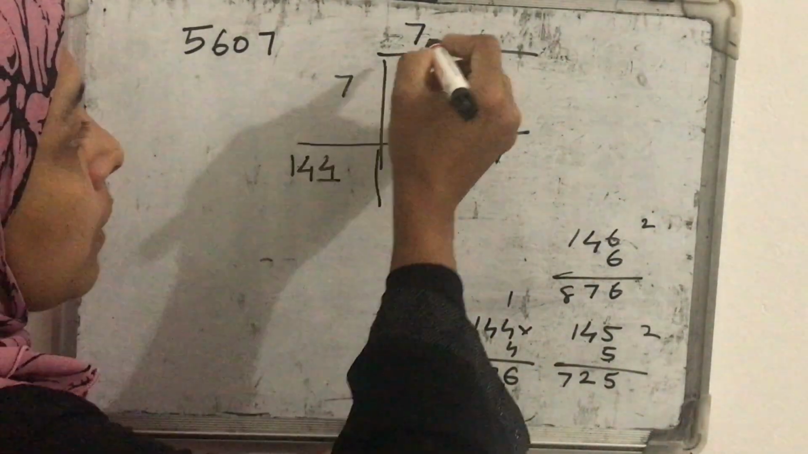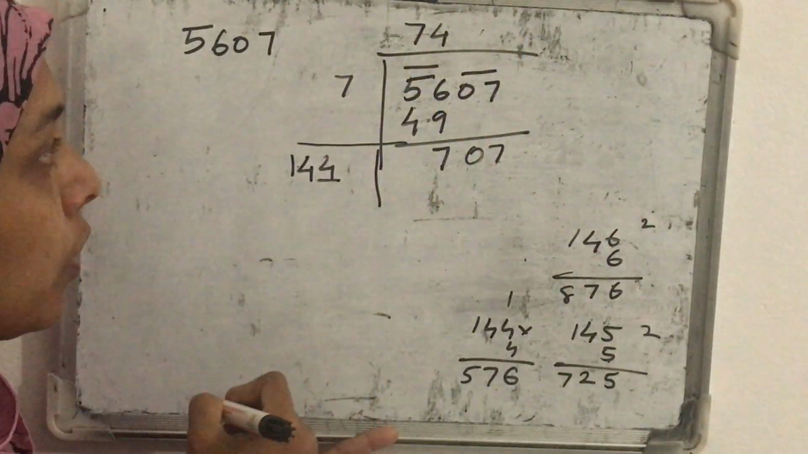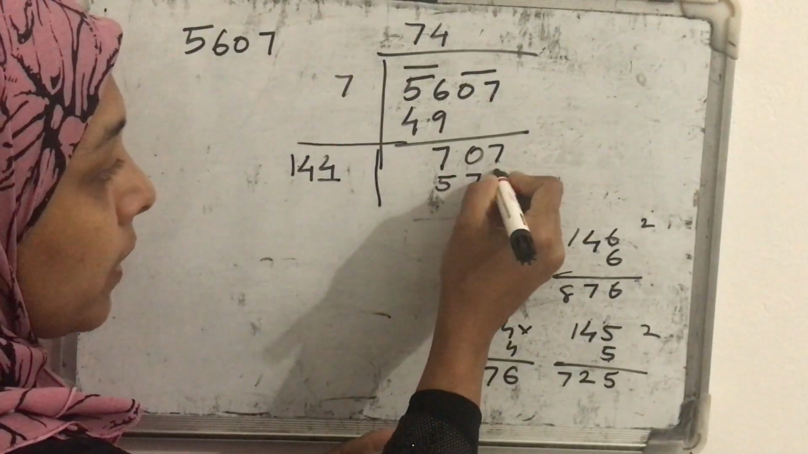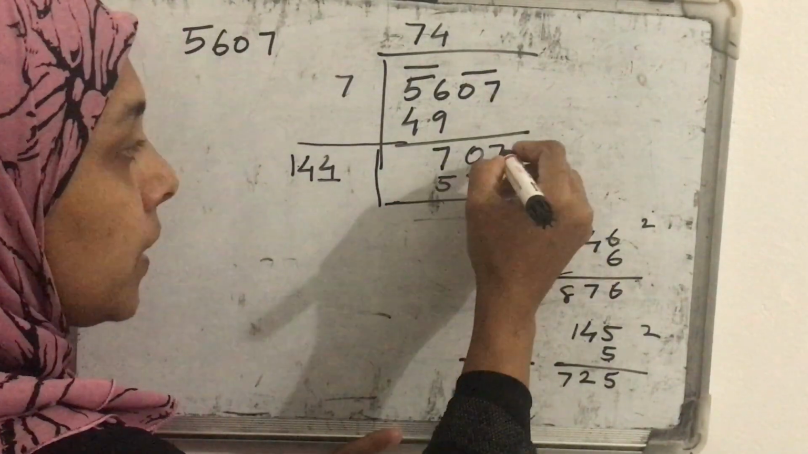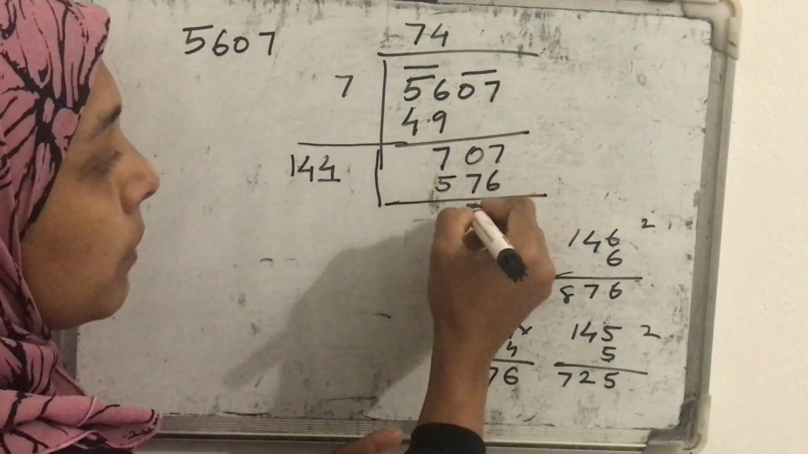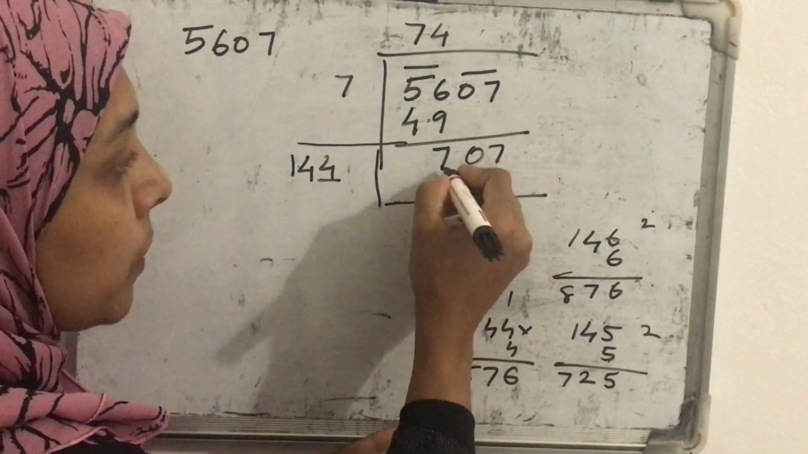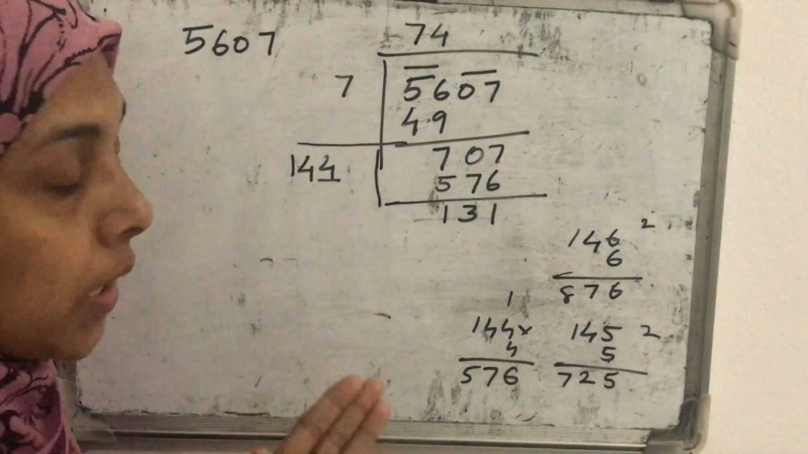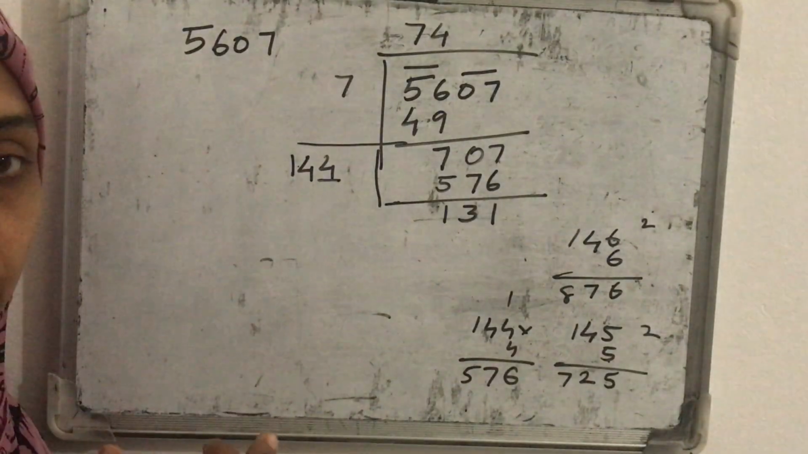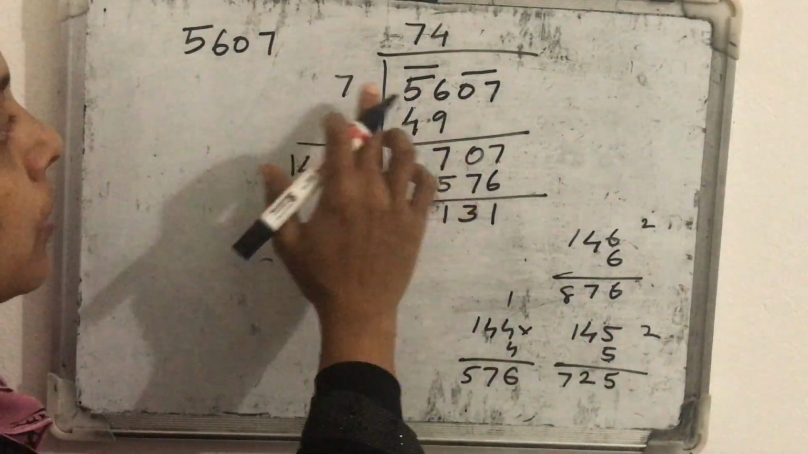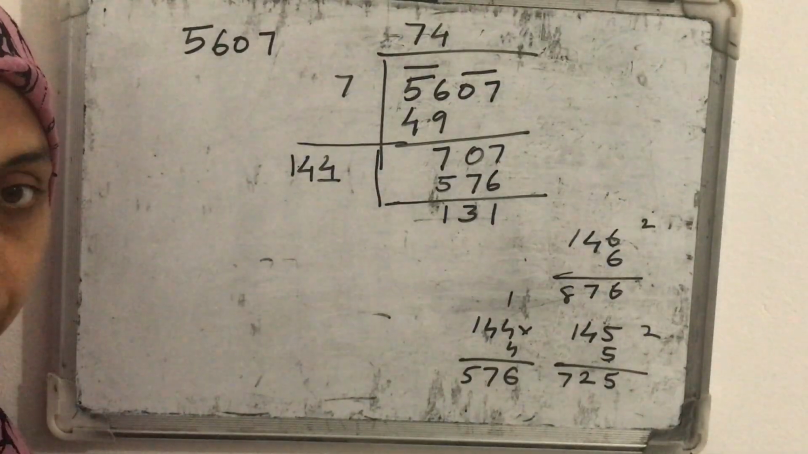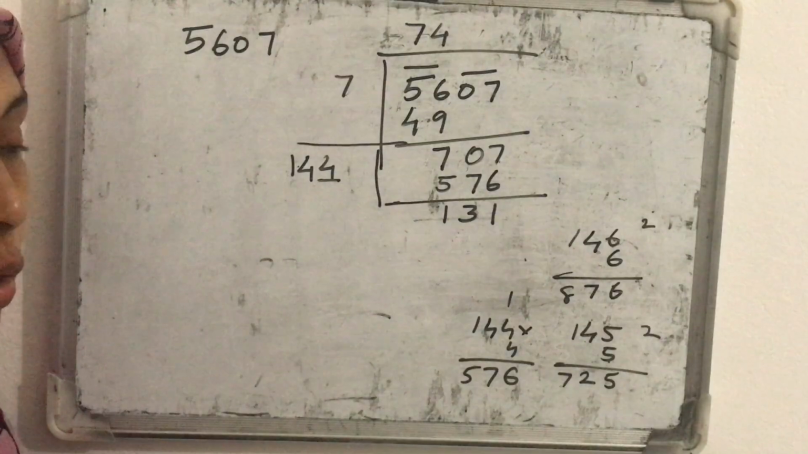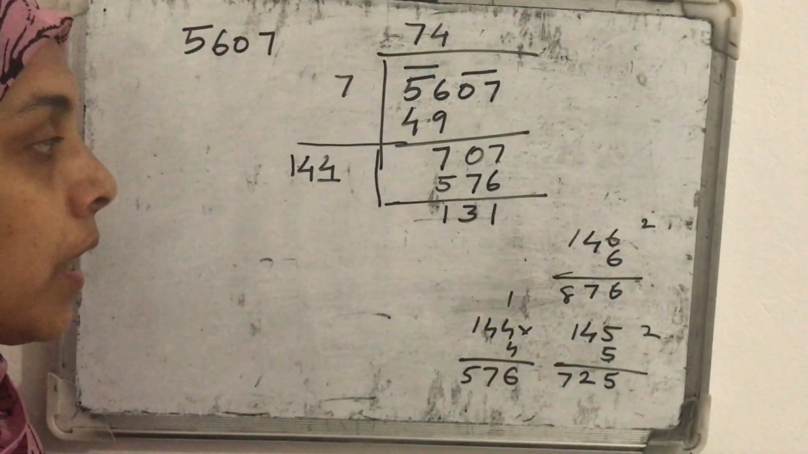The same number we write in the quotient also. Then 144 into 4 we got 576. Then subtract: 7 minus 6, 1. Then 10 minus 7, 3. 6 minus 5, 1. So 131. We got a remainder other than 0. So we can say this number 5607 is not a perfect square. If it is a perfect square, the remainder should be 0. But here we got the remainder as 131.